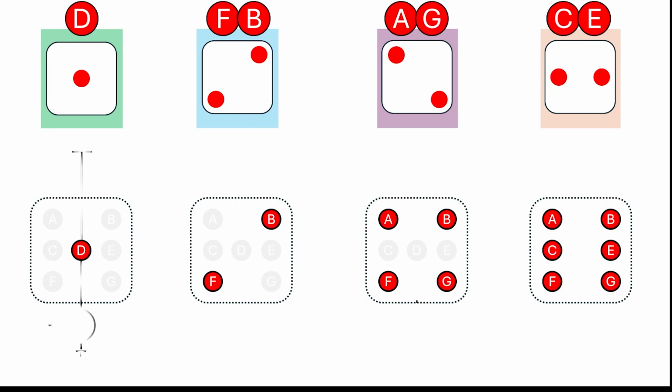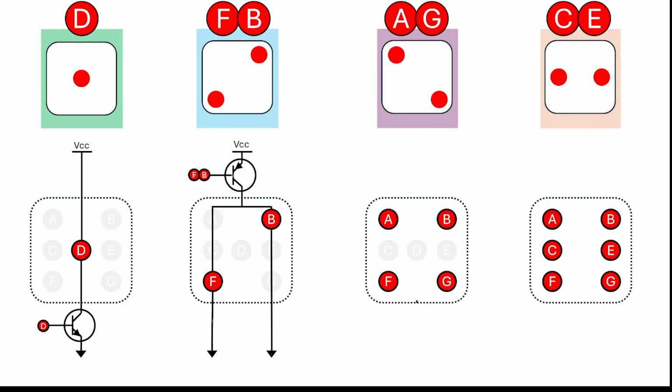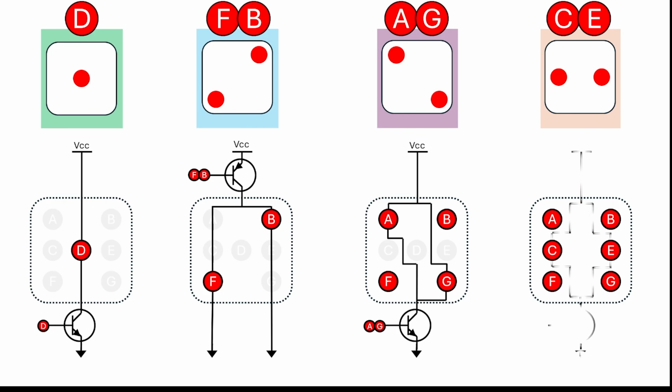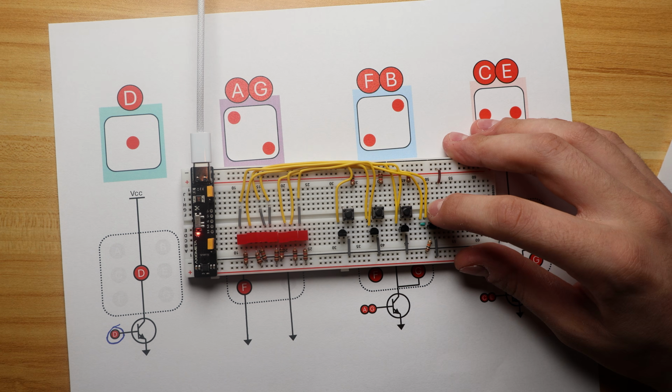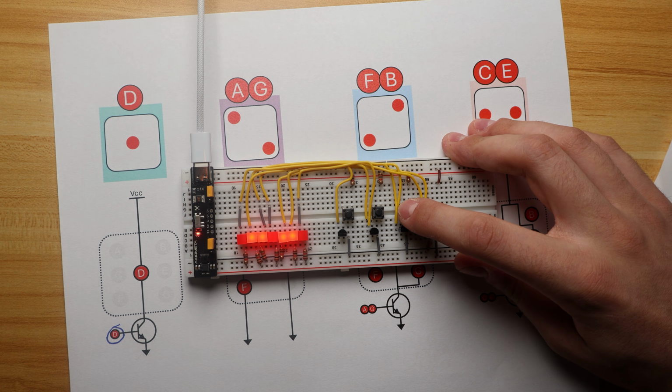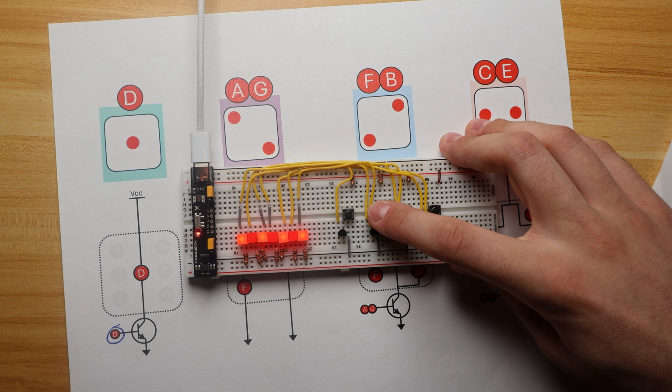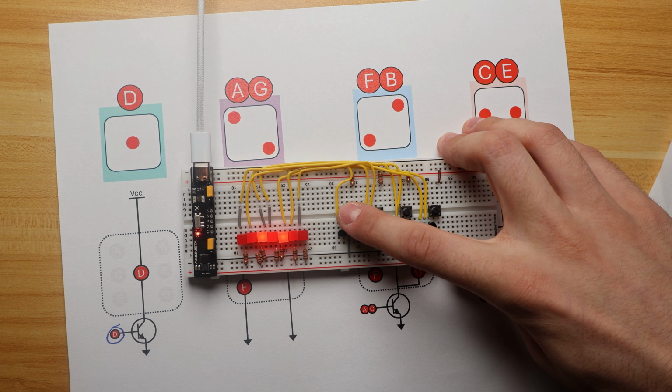By using an NPN transistor, I can control LED D. For F and B, I'll use the mentioned PNP inverted logic, and LEDs AG and CE will just be controlled by an NPN transistor similar to the LED D. What we've built now are the first steps into making an electronic dice. Now we need to combine these 4 blocks into real dice faces.